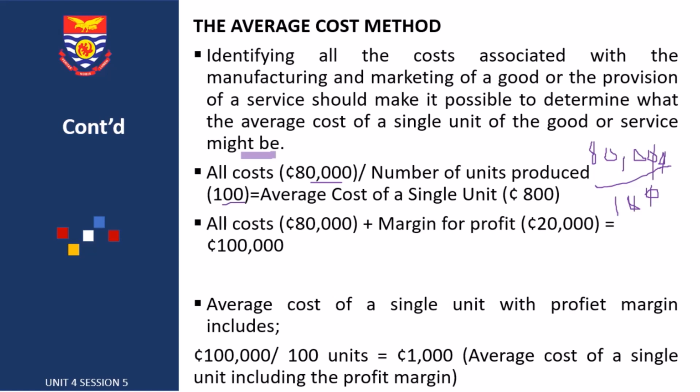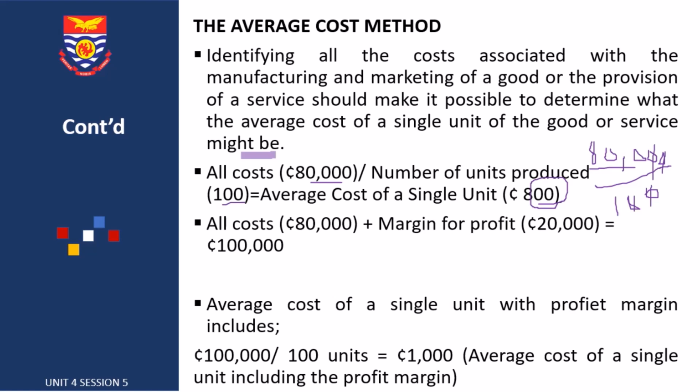Therefore, the average cost of a single unit is 800. So if we use the shito for instance, assume that after producing all the shito, I incur a cost of 80,000 and I come up with 100 bottles. For me to know the cost of each unit produced, I would have to divide the 80,000 by the 100 to get 800. So 800 is the unit cost of every product.